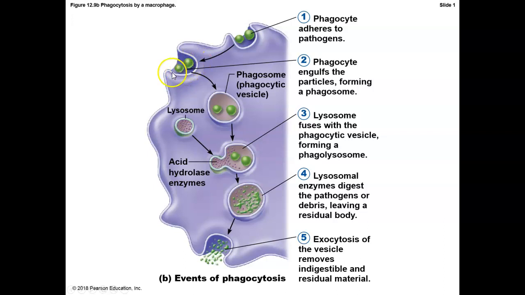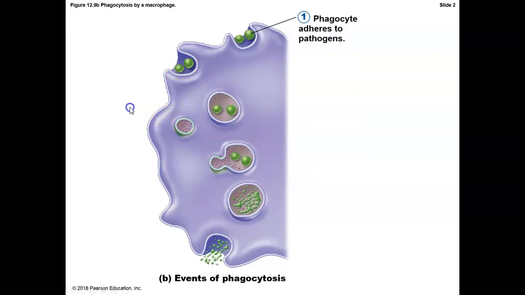And so this is what it would look like. Here we have some pathogen. The pathogen is being engulfed by the plasma membrane and brought in. And hold on a second, let me just show you one step at a time. Phagocyte engulfs the pathogen, and the pathogen is brought in.